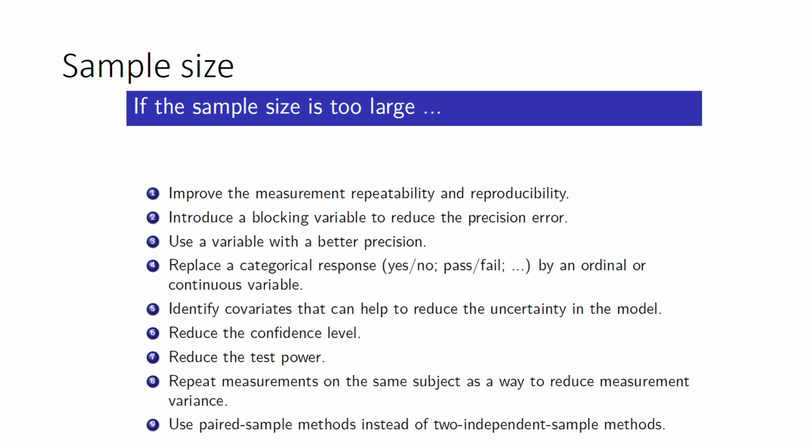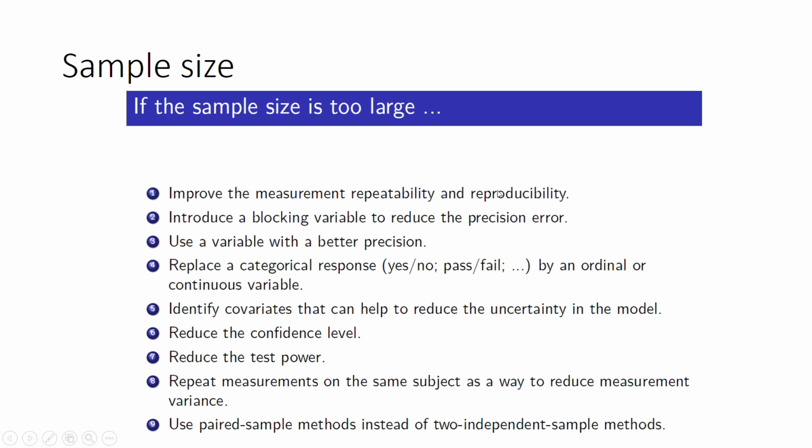What if the sample size that I calculate is too large? Then I have to change something. I can try to change sigma, so I can try to improve the measurement procedure so that it is more repeatable, more reproducible, it has less variance. I may try to introduce some other blocking variables that help me to reduce the errors. So we will expand this idea a little bit more now. Then I may try to use a variable with better precision. This goes again in this direction of trying to reduce sigma.